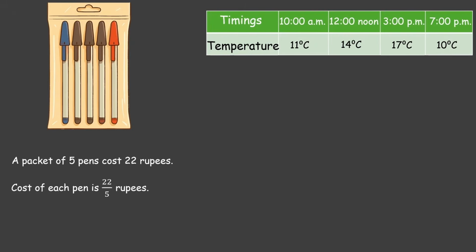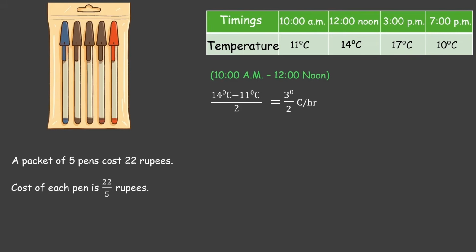We have a table where timings of the day are given and the temperature recorded at that time is listed. Now let's look at the change in temperature per hour. From 10 a.m. to 12 noon, the temperature changed from 11 degrees Celsius to 14 degrees Celsius. So the temperature per hour will be 14 degrees Celsius minus 11 degrees Celsius divided by 2 because 2 hours have passed. So this is going to be 3 by 2 degrees Celsius per hour.